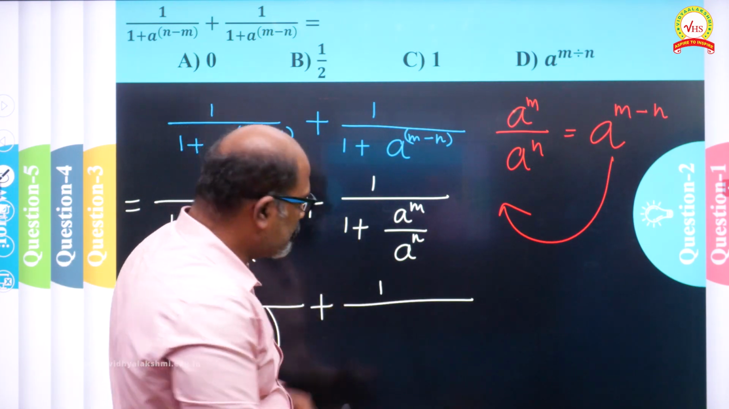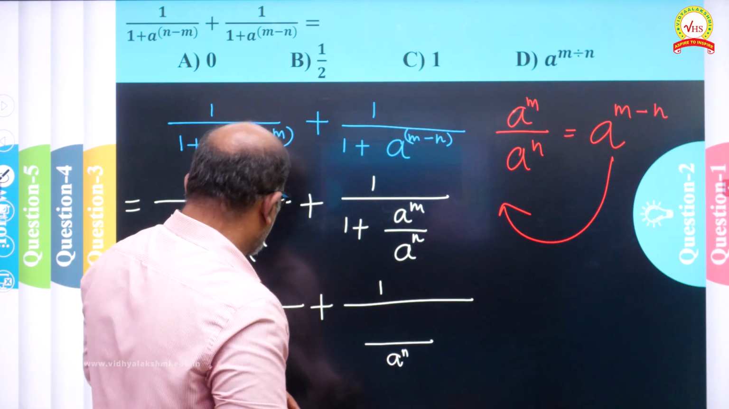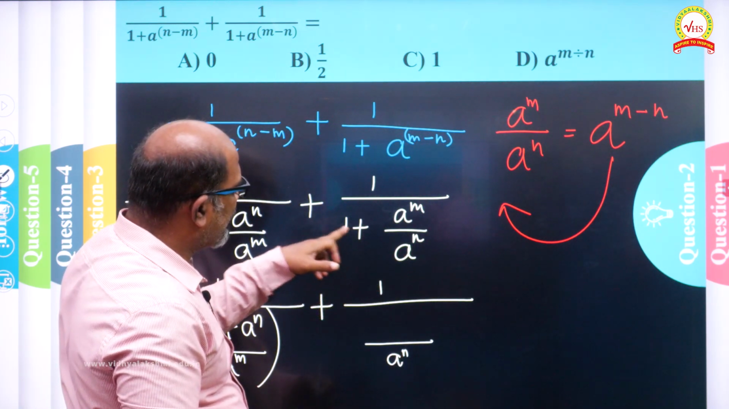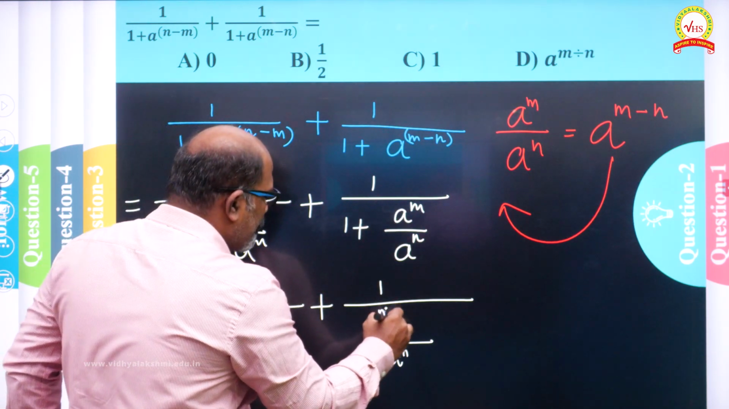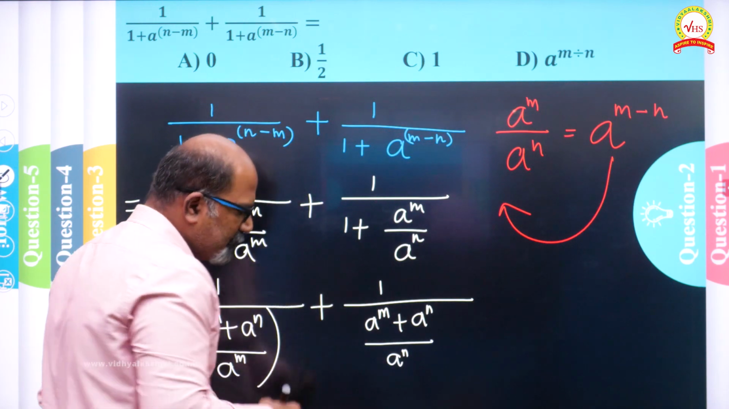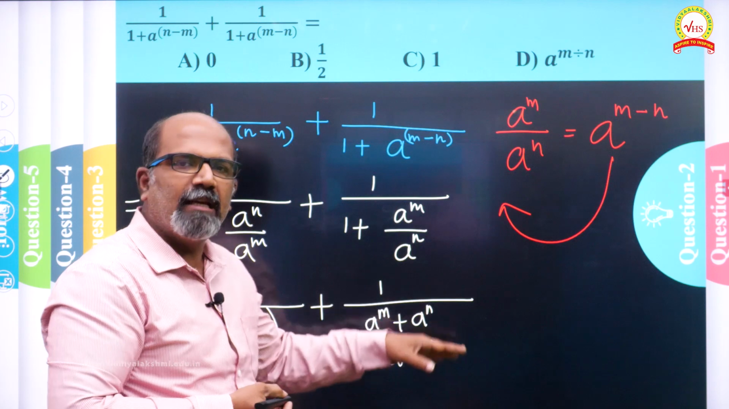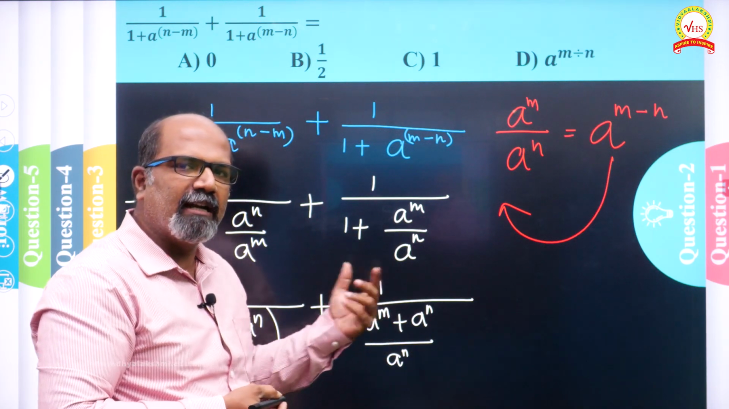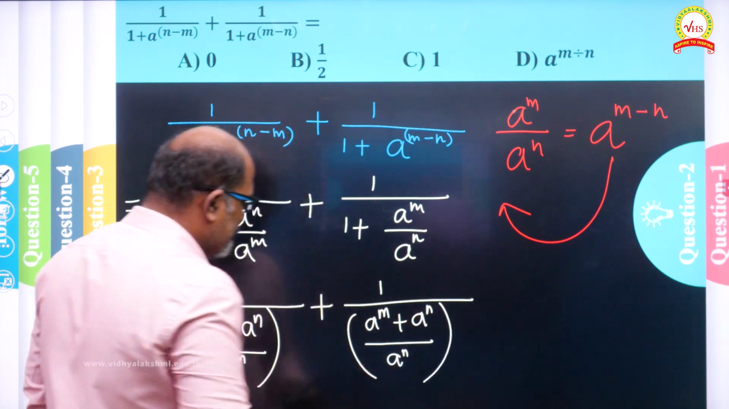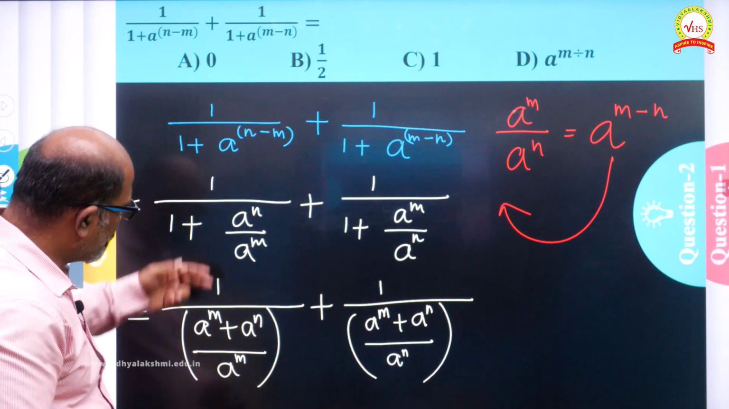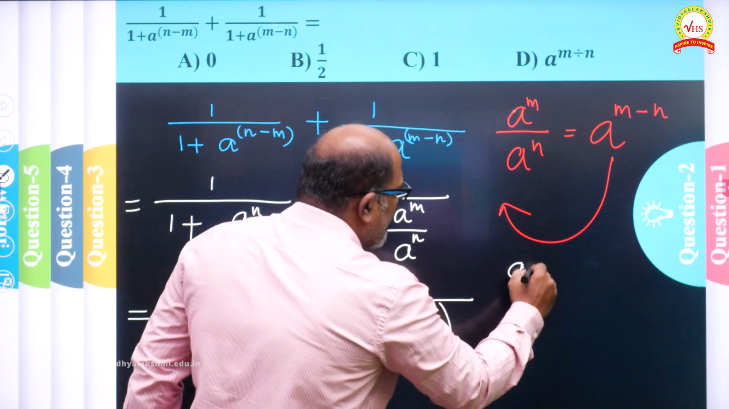When we take the LCM, you will be having a power n as the common LCM denominator, and then after multiplying here, a power n plus a power m, that is a power m plus a power n we can write. A power n plus a power m and a power m plus a power n are the same because addition we can write in any way because it is commutative. Yes. So after writing this step, this a power m will come to the numerator because it is going to become the reciprocal.